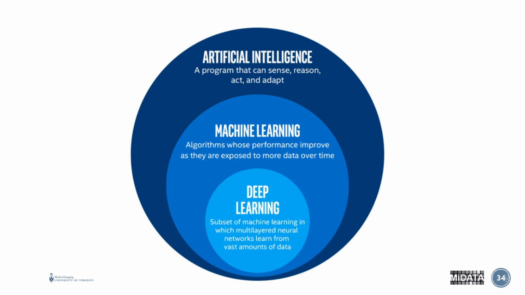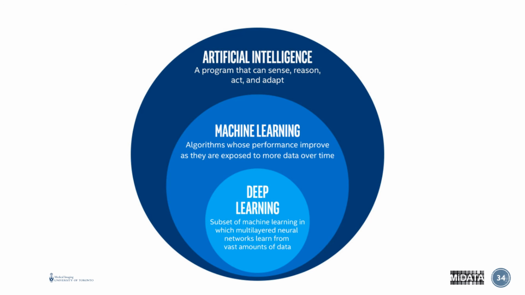So when I talk about neural networks and I tell you they're very adaptable, there's one other piece that I want to bring out here. Now there are three circles, okay? So we have artificial intelligence, and artificial intelligence would come under data science, right? But artificial intelligence is simply a program that can sense, reason, act, and adapt. Within artificial intelligence is machine learning, which are algorithms whose performance improves as they're exposed to more data over time. That's the learning aspect of it.